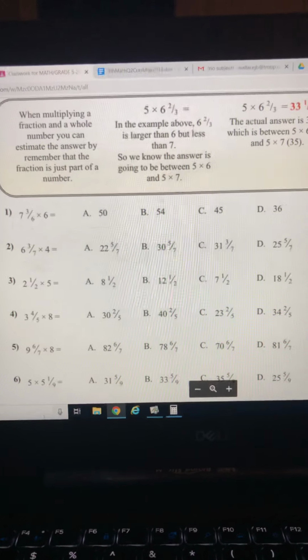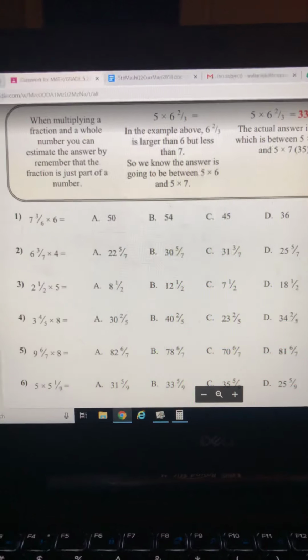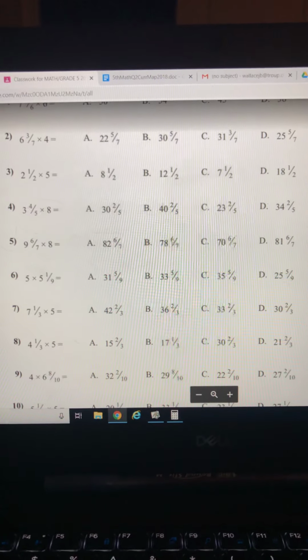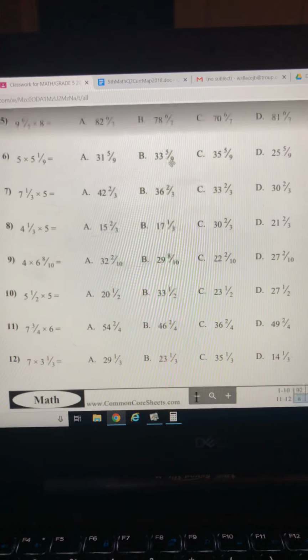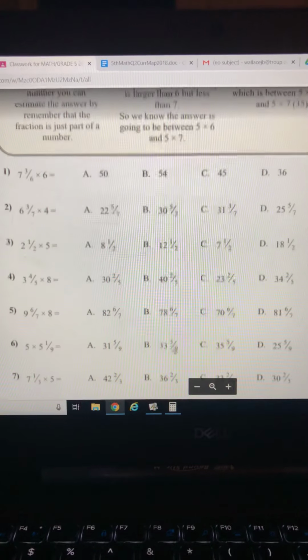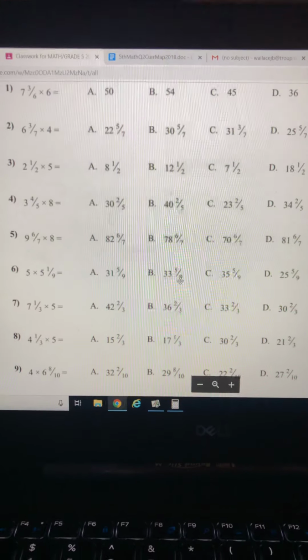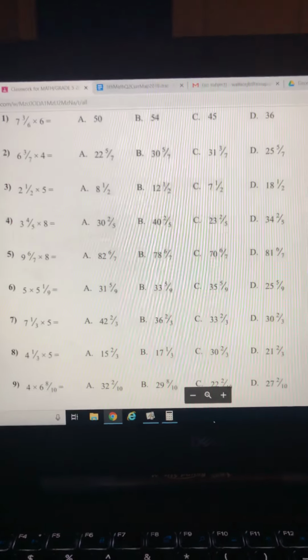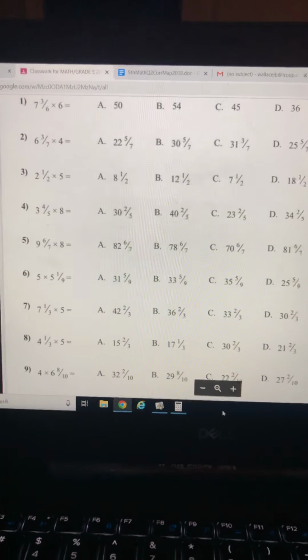You're going to do that for each problem. And remember that you are going to be working through and making sure you cross cancel and turn into improper fractions before. You should finish this in class. If you do not, you need to finish it for homework. Please make sure that you do this in your journal. I will check journals when I return.